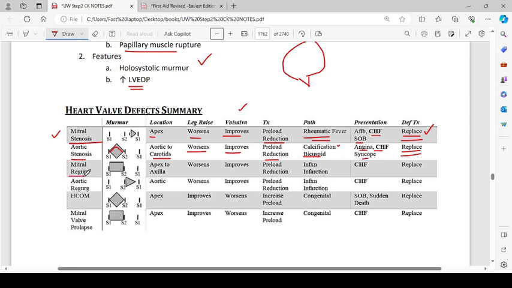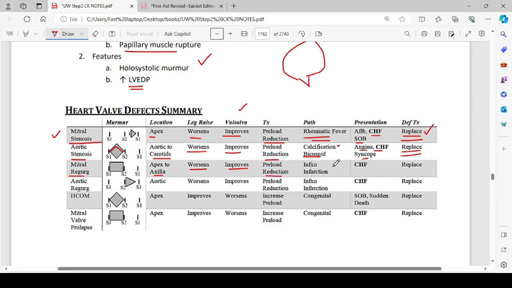Then mitral regurgitation. So mitral regurgitation produces a hollow systolic murmur or pansystolic murmur. The location is apex to axilla. With leg raise, because of increased preload, the murmur worsens, and Valsalva, because of decrease in preload, improves the murmur. The treatment is preload reduction.